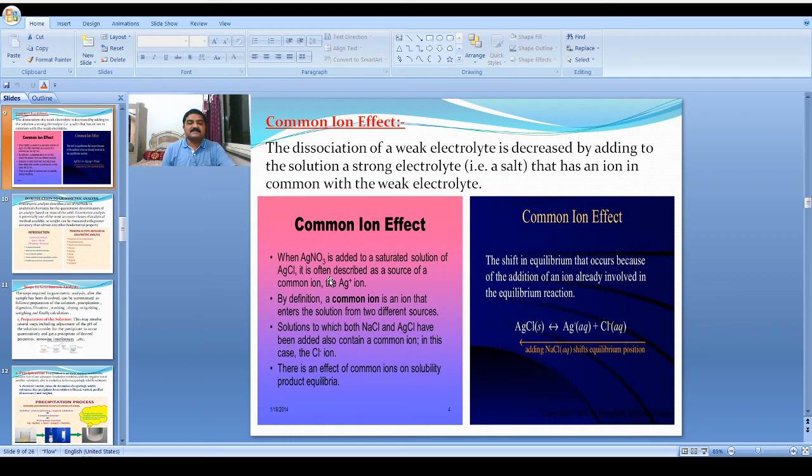That means this salt, silver chloride, having the same ions here, is the source of the common ion. By definition, a common ion is an ion that enters the solution from two different sources, the solution to which both sodium chloride and silver chloride are added. This is another example here. This sodium chloride having chloride ion and silver chloride having chloride ions, both have the common ion in this case.